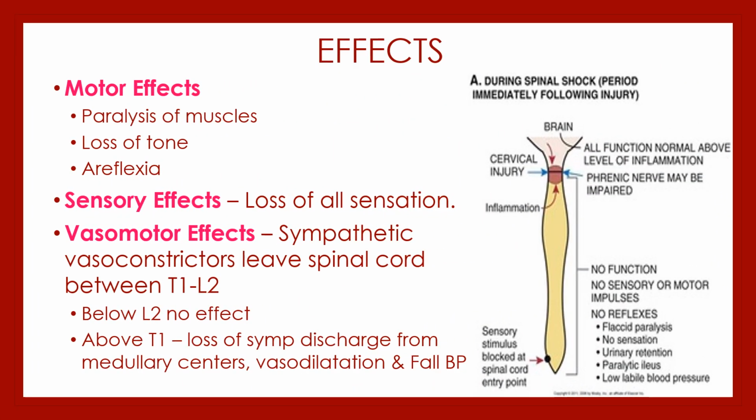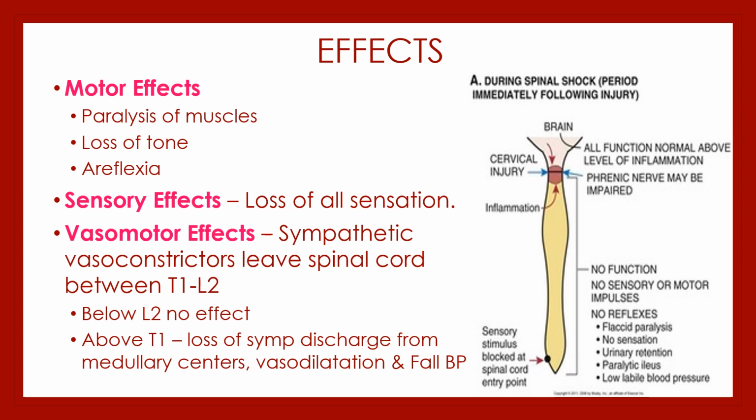So the effects during the spinal shock. The motor effects include the paralysis of the muscles. The paralysis occurs below the level of the damage, depending upon the site of the injury. When both lower limbs are paralyzed, it is called paraplegia, as we have discussed.